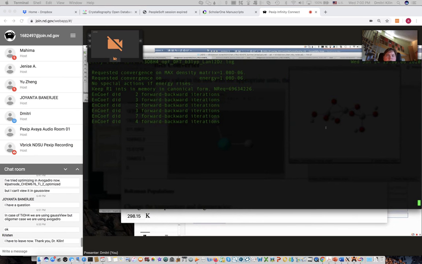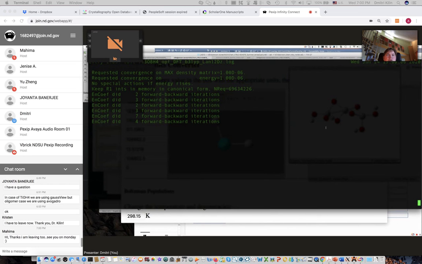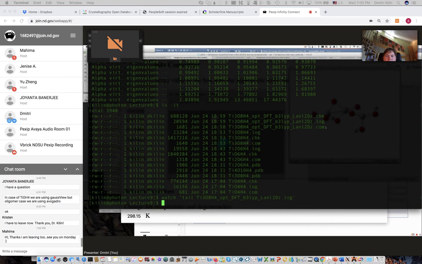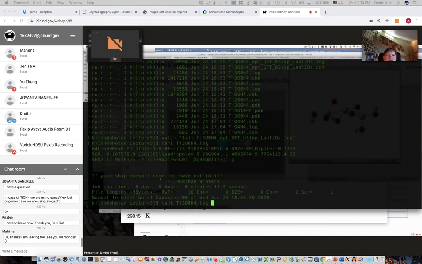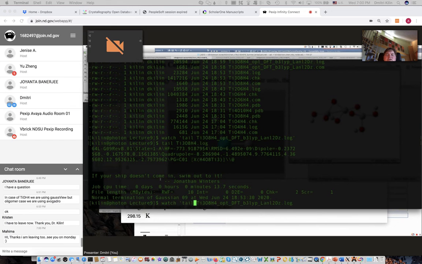So if you look at other files, like if you do not do it in GaussView, tail titanium 3.h.log. At the end it shows normal termination, and if you look at this log file, it seems not to have this normal termination because it's still calculating.